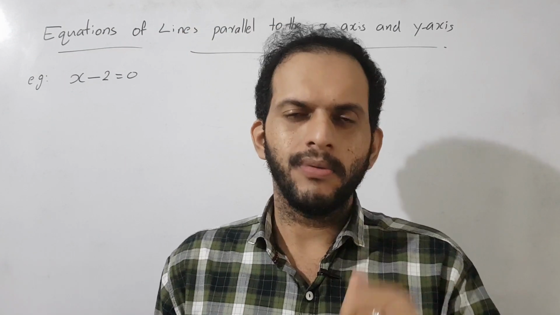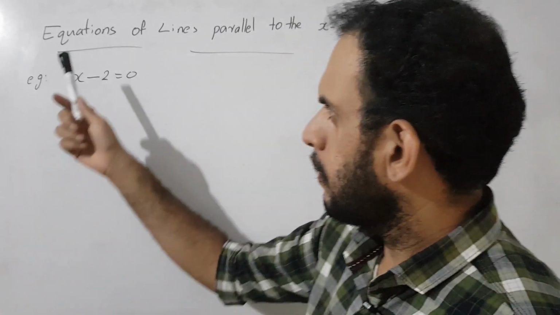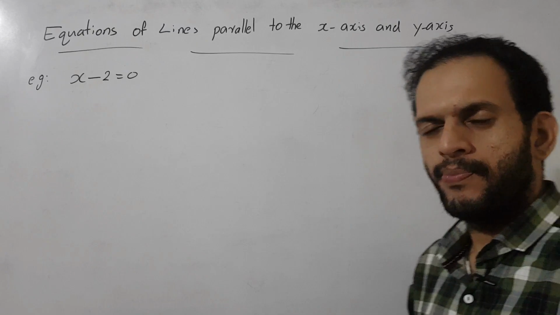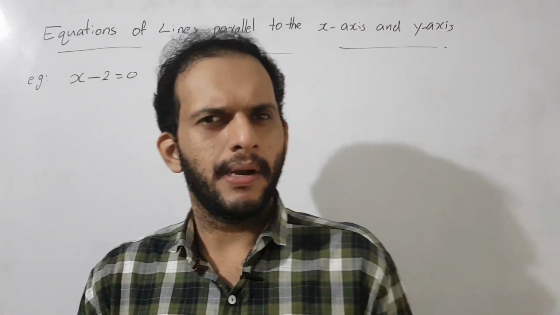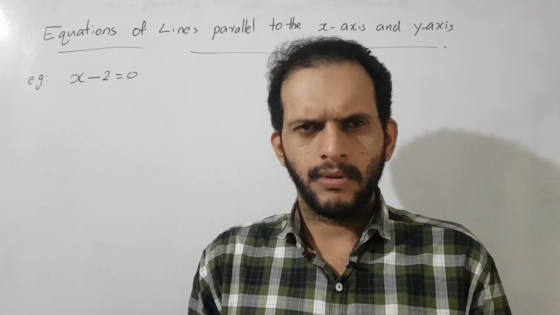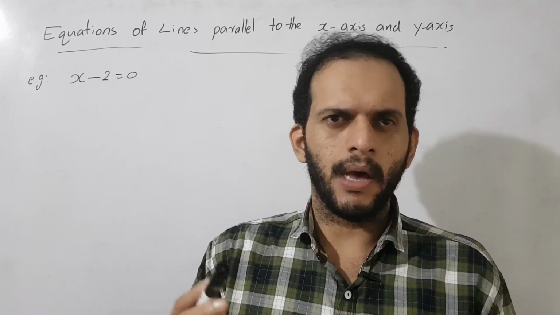Now we come to the last part of this chapter. That one is equations of lines parallel to the x-axis and y-axis. Here the same idea, we draw the graph. But there is something special for this graph: the graph is parallel to the x-axis and y-axis.